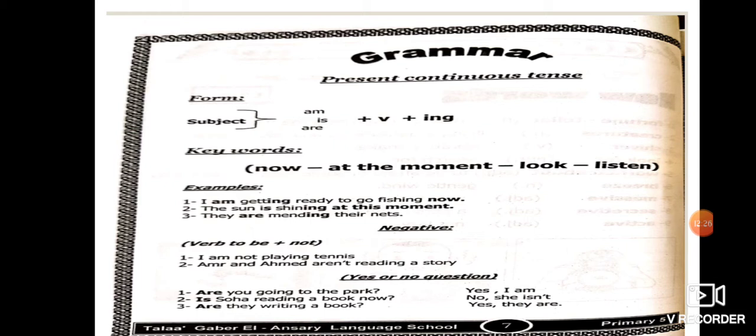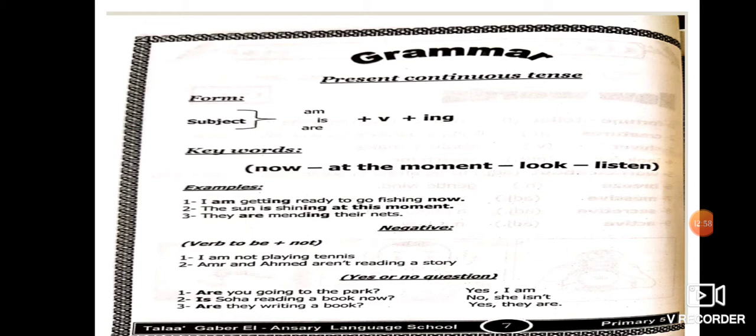Okay, the form. Every tense has its own form, so that when you see it you know which tense we are in. Let's see the form of the present continuous. I want you to pay attention with me. Okay, listen to me well. Here is how to form the present continuous tense.